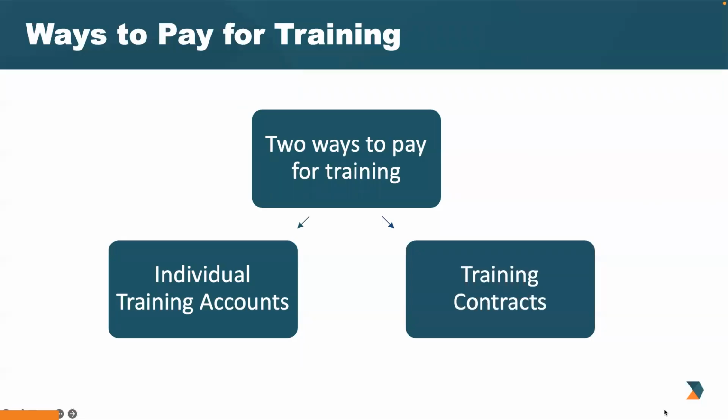I will walk you through the different ways to pay for training. There are 2 ways to pay for training: through an individual training account or through a training contract. One of these 2 methods will be used to pay training providers for their services.